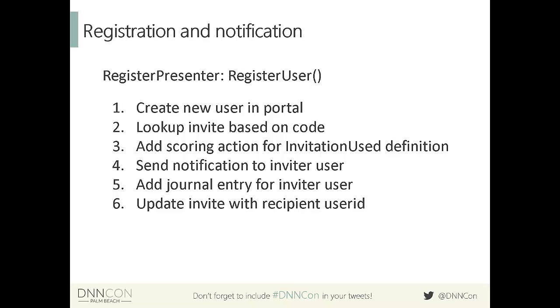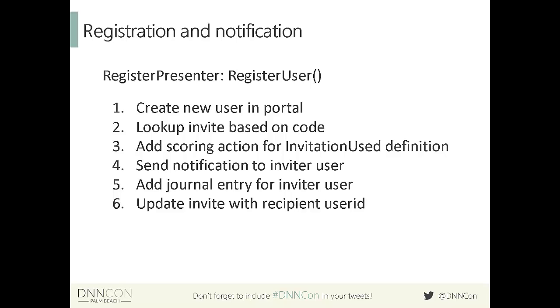So a lot of the code for the registration is in the register view, which is the form information. The clicking of the submit button creates the user by offloading it to the register presenter, in a method or event called register user. So the 6 things that happen here are: number 1, we take that information from the form, from the view, and we create a new user in the portal.